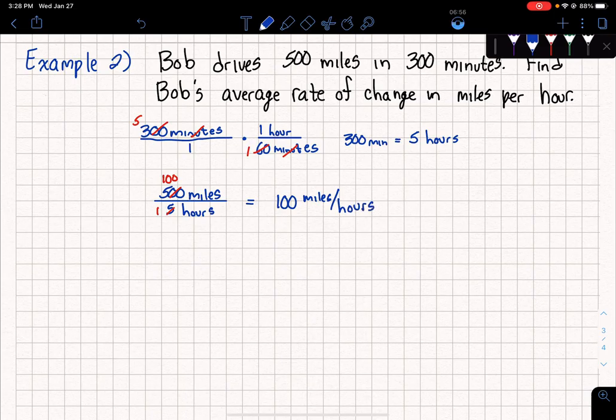Please do not drive that fast. That is way, way above the speed limits in almost every place except for that big road in Germany. I can't remember the name, whatever.